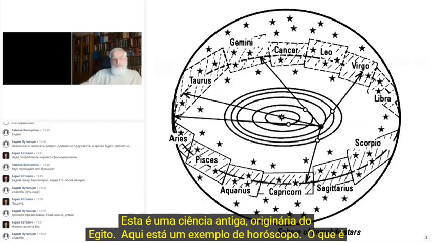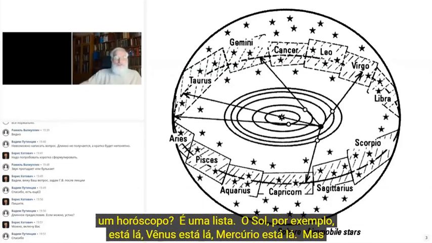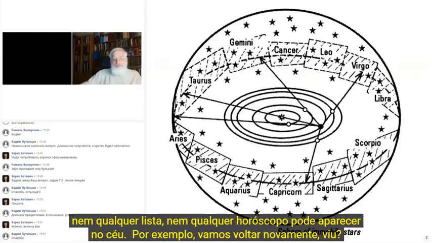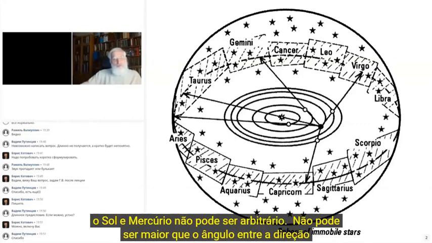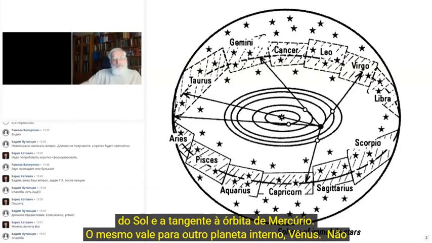This is an ancient science, originating from Egypt. Here's an example of a horoscope. What is a horoscope? It's a list. The Sun, for example, is there, Venus is there, Mercury is there. But not just any list, not any horoscope can appear in the sky. For example, let's go back again, see? We look at Mercury and look at the Sun, and even from this picture, we see that the angle between the Sun and Mercury cannot be arbitrary. It cannot be greater than the angle between the direction to the Sun and the tangent to the orbit of Mercury.